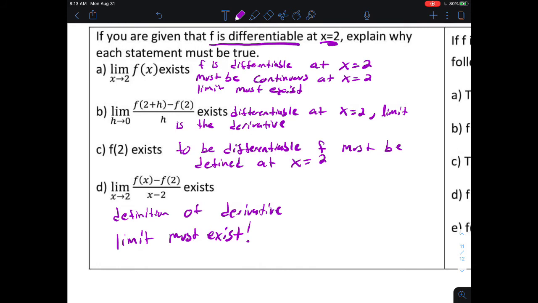So I have to be defined. And lastly, in part D, the fact that I'm differentiable at x equals 2, we are given the limit that finds the value of the derivative at x equals 2. That's just an alternate form. B and D are derivative limits. So if I'm telling you you're differentiable, that means that derivative limit has to exist.